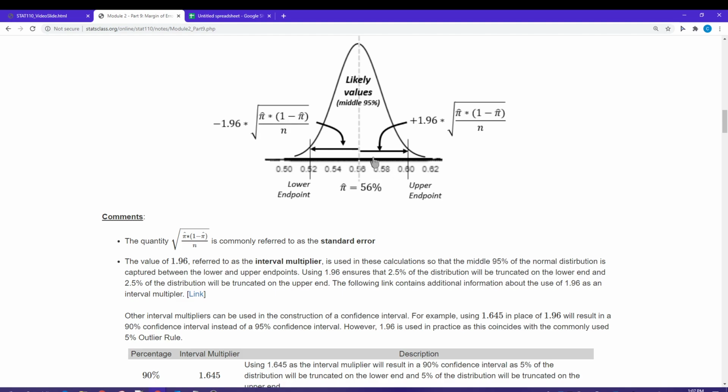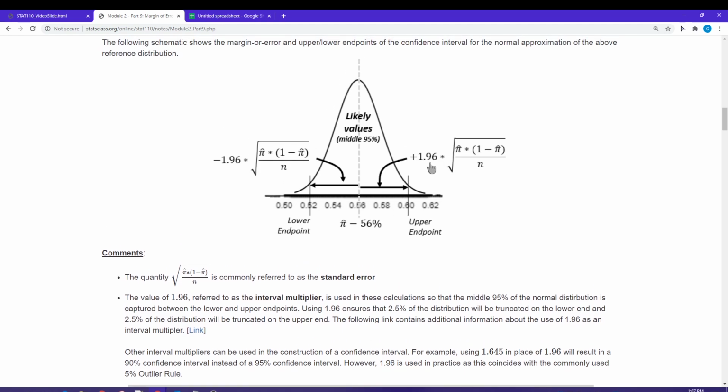And the reason we are using a positive 1.96 and a minus 1.96 is that from a normal curve, that is going to yield the middle 95% here in the middle. Recall that we build 95% confidence intervals, so we're going to want to use positive 1.96 and minus 1.96.